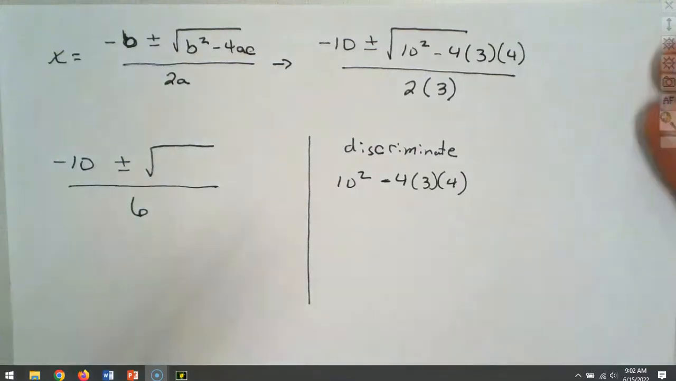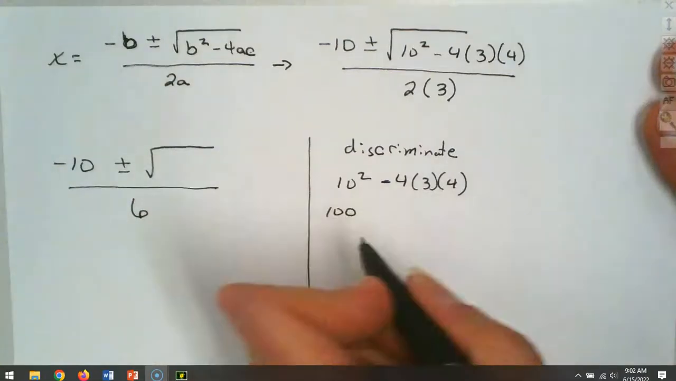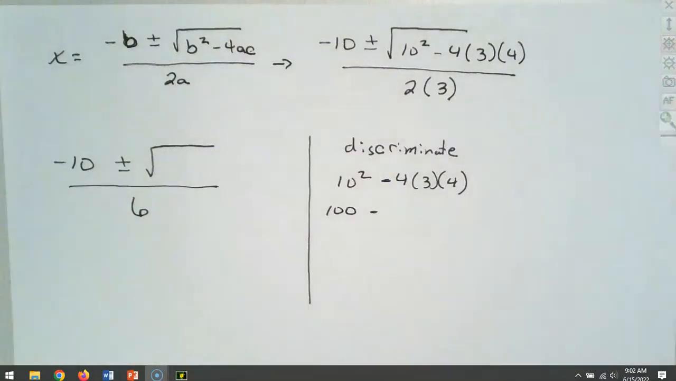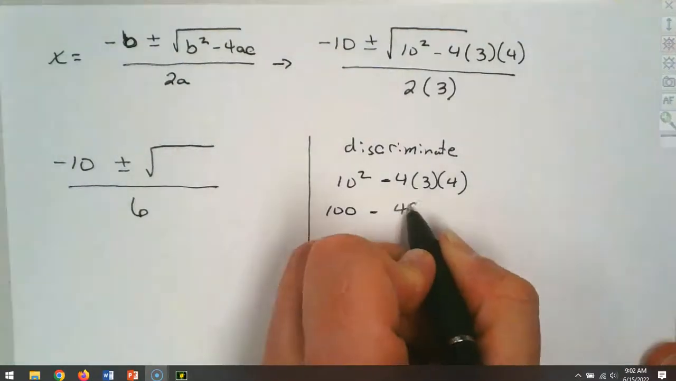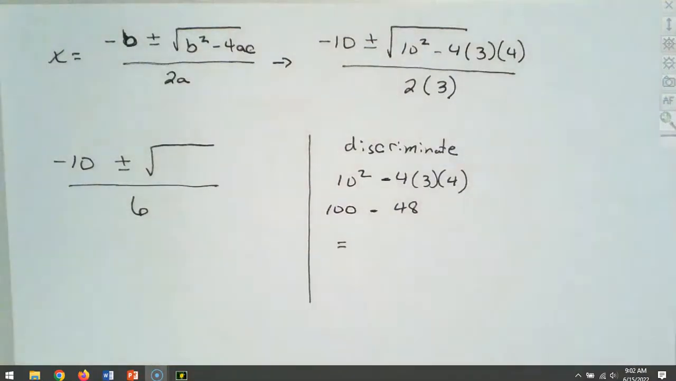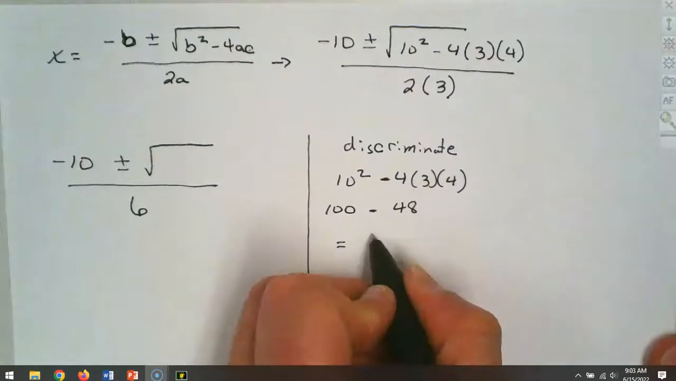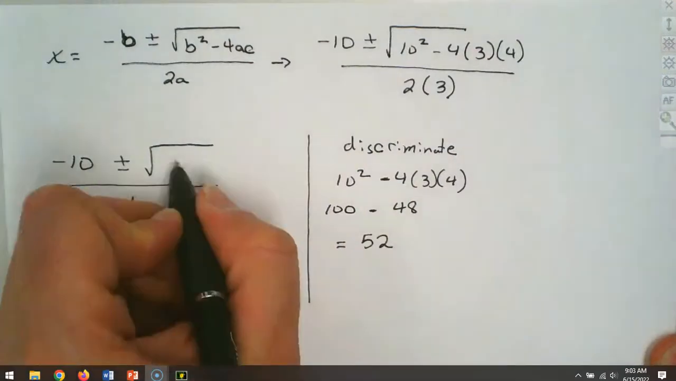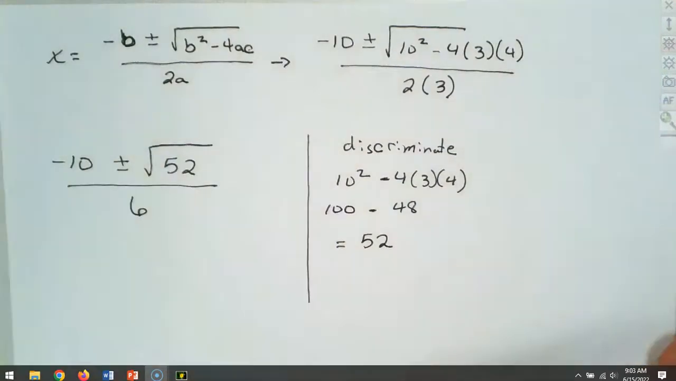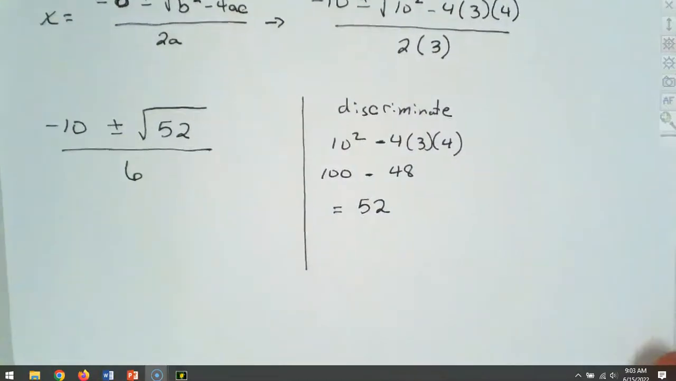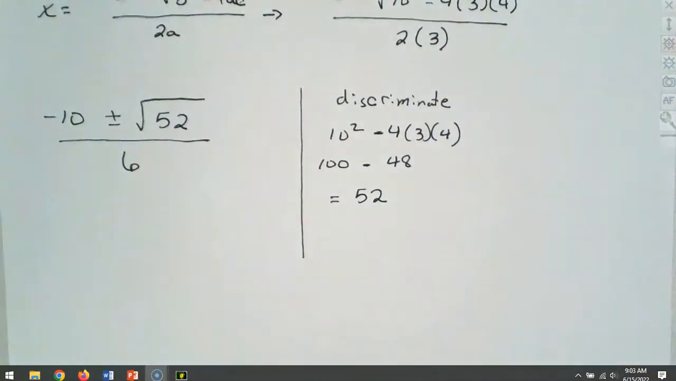So 10 squared is 100. A single negative makes that stay negative. And we've got 4 times 3 times 4, and that's 48. And then 100 minus that 48. In this case, it still stays positive, and that makes it then a 52. Now, if it was a negative 52, an i would come out with it, right? But ours is not negative.